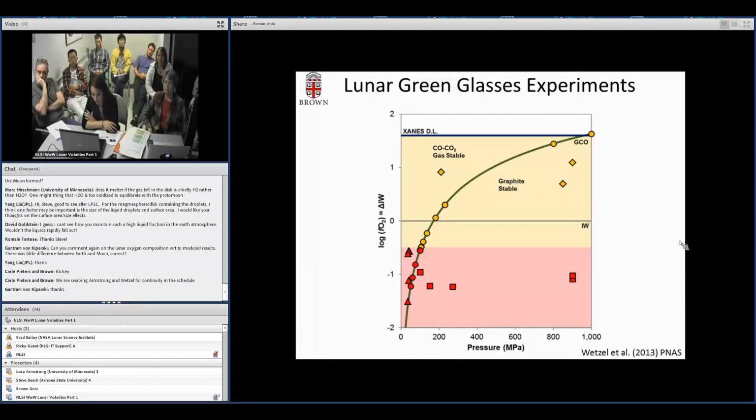And for the following plots, we're going to have the same color scheme. If you see anything in red, that's going to be melts that are more reduced, so fO2 is less than iron-wüstite minus 0.55, and anything in yellow or yellow-orange is going to be more oxidized, so above iron-wüstite minus 0.55.